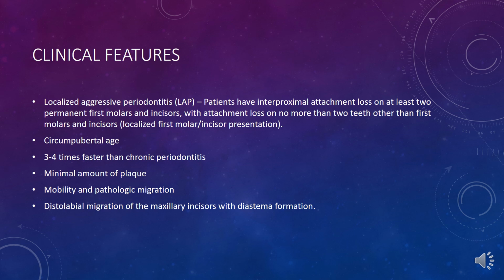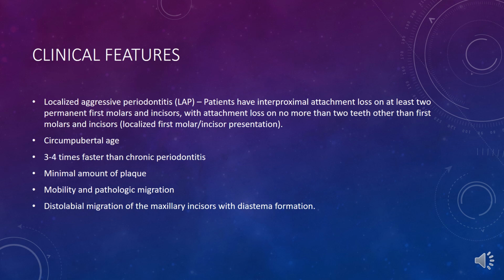Clinical features. Patients having localized aggressive periodontitis show interproximal attachment loss on at least two permanent first molars and incisors, with attachment loss on no more than two teeth other than first molars and incisors. It is seen in circumpubertal age. It is 3 to 4 times faster than chronic periodontitis.